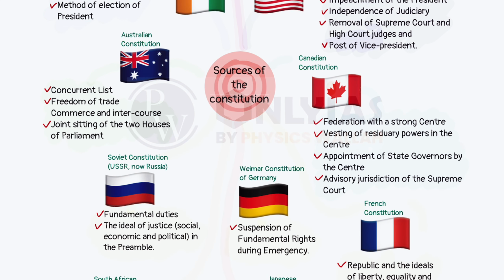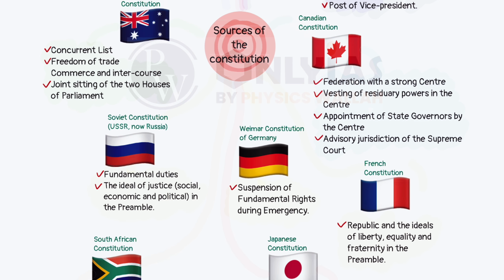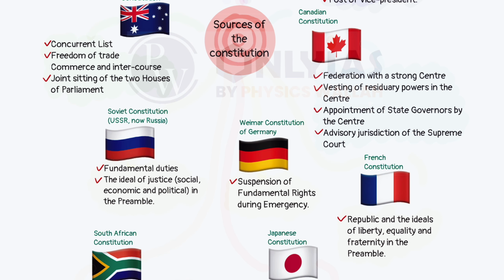Alright, moving ahead, the next one is the Canadian Constitution. And what we took from Canada? The first one is the federation with a strong center, the federalism with a unitary bias, as we call it. Next is the vesting of residuary powers in the center. The next is the appointment of the state governors by the center. The next is the advisory jurisdiction of the Supreme Court. Can you tell me the article for this, if you remember, because this was in the news.